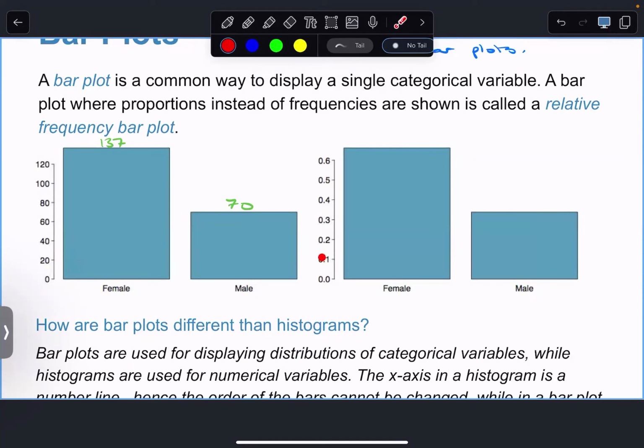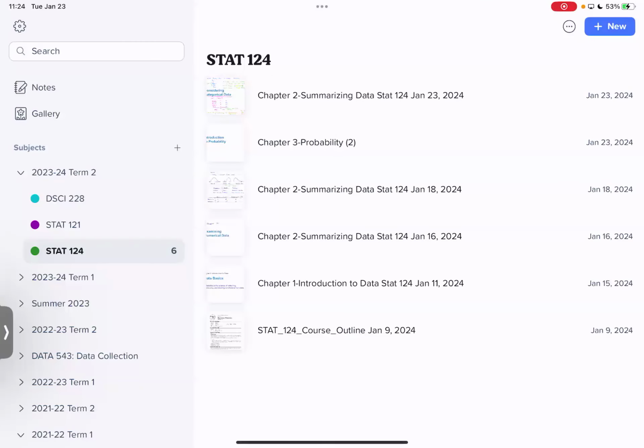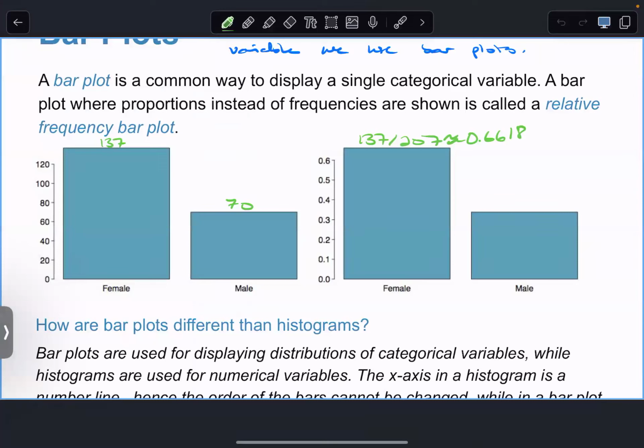we convert it to a percentage or a proportion. So 137 out of 207. Where's my trusty calculator here? 137 over 207 is roughly 0.6618, blah, blah, blah. Oh boy. There. All right.